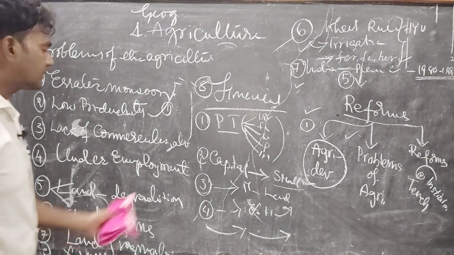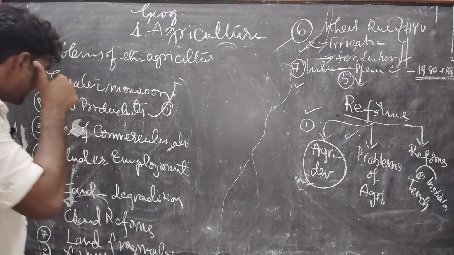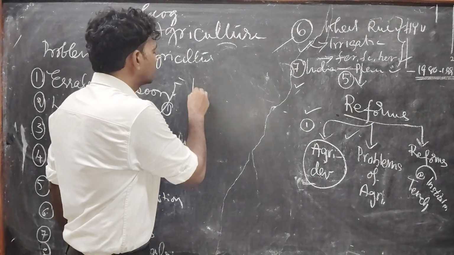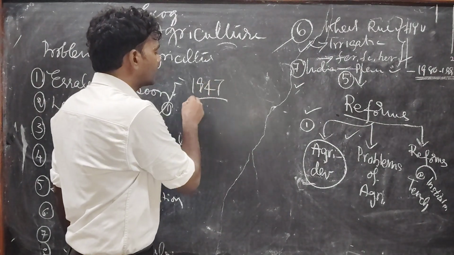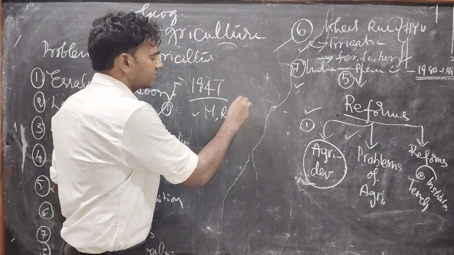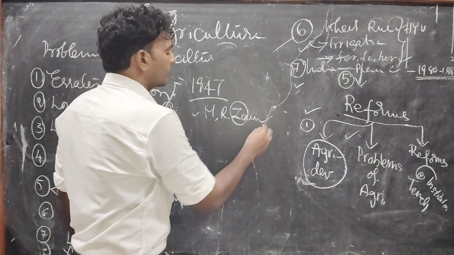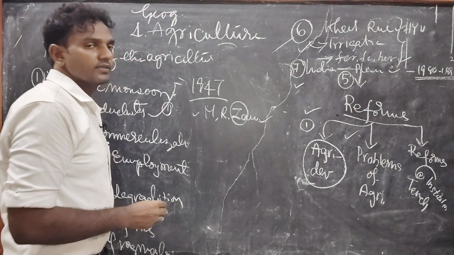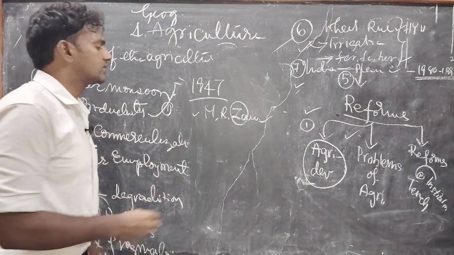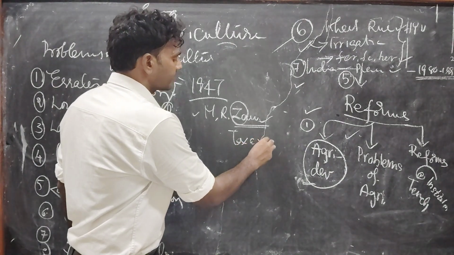Coming to the sixth point, that is about land reforms. We don't have any good reforms after 1947 or before 1947. We have been following Mahalwari, Raitwari and Zamindari. The Zamindari system is very, very crucial for the peasants or small farmers, because, as we already discussed, in the Zamindari system they have to pay land taxes for cultivation.